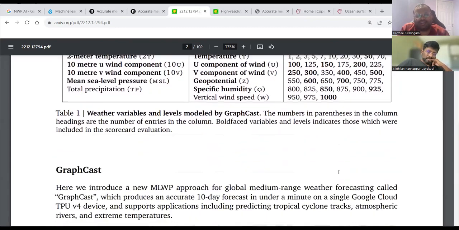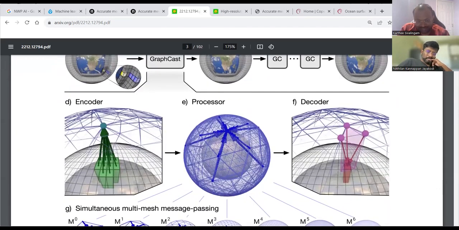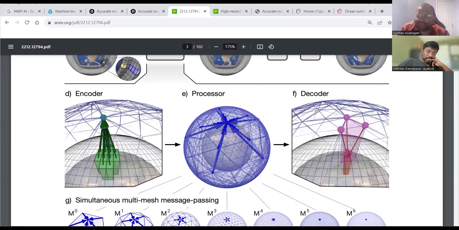Okay, so let's go to the actual network, what type of network they're using. Oh, they use transformers? Okay, now I understand. No, here they are using graph neural networks. There's usually an encoder, then they use a graph neural network where the data needs to be passed across all the mesh across the whole globe, and then they use a decoder.